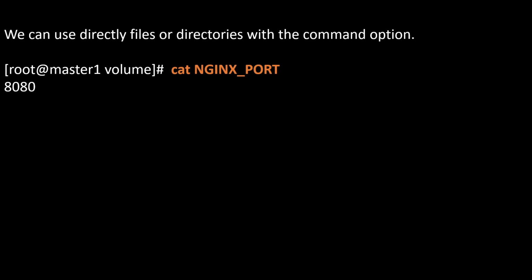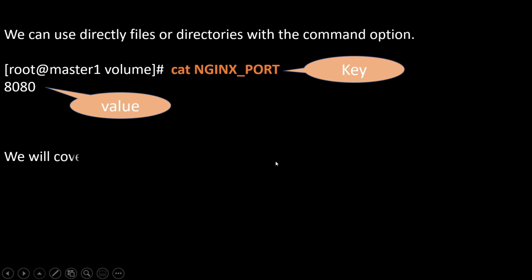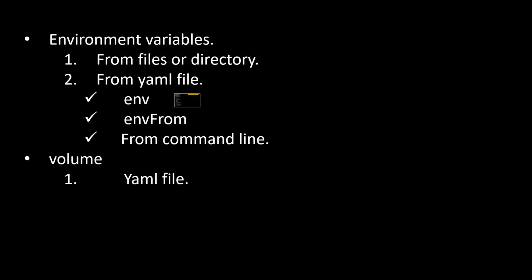If we use directly file or directory with the command option, for now just remember that while using file in the environment variable, the file name will be the key and the content of this file will be the value. So here the file name is enginexport, so this is my key and 8080 is my value. Don't worry, we have a dedicated lab for this topic, so we will cover in the lab section how we can create this thing. So for now, let's move forward.